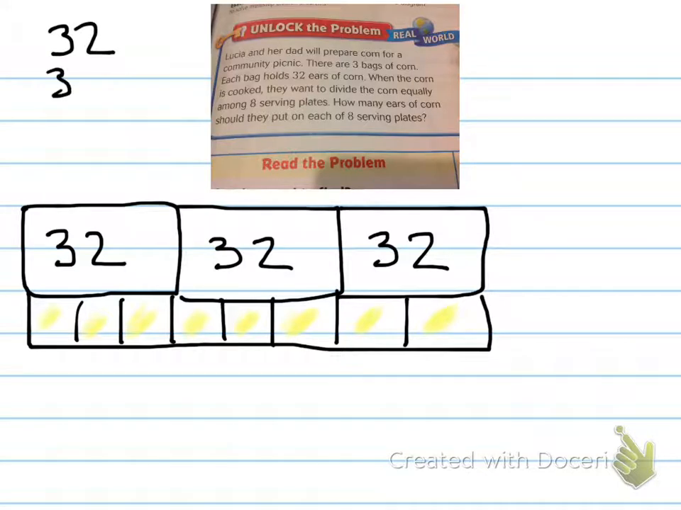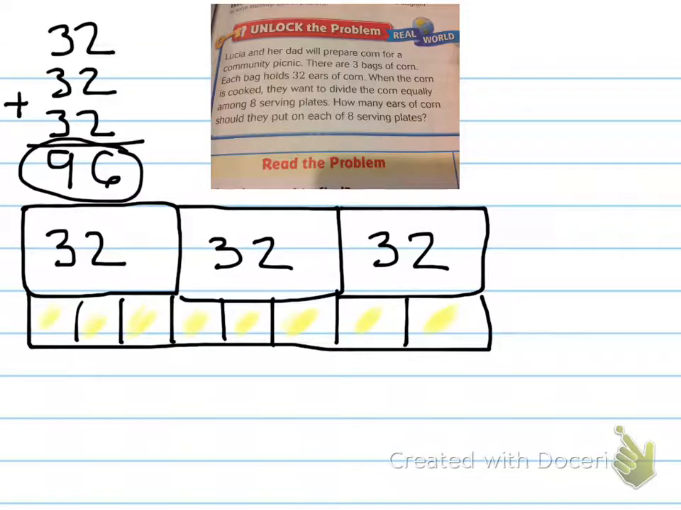32 plus 32 plus 32. You could do 3 times 32 as well. 2 plus 2 plus 2 is 6. 3 plus 3 is 6, plus 3 more is 9. So we have 96 ears of corn. We want to see if we put it on 8 serving plates equally, how many would be on each plate? So let's divide.